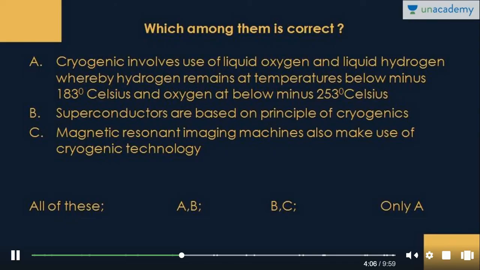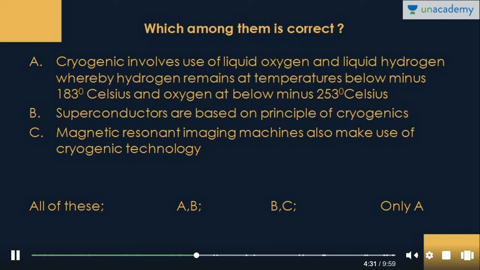Next, which among them is correct? This is again related to cryogenics. A. Cryogenics involves the use of liquid oxygen and liquid hydrogen, whereby hydrogen remains at a temperature below minus 183 degrees Celsius and oxygen at below minus 253 degrees Celsius. B. Superconductors are based on the principle of cryogenics. C. Magnetic resonance imaging machines also make use of cryogenic technology.